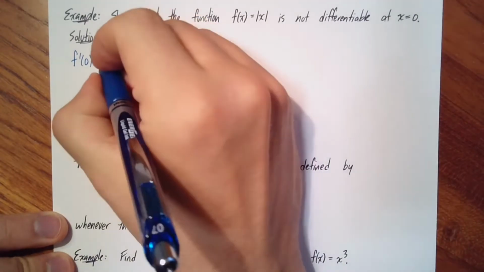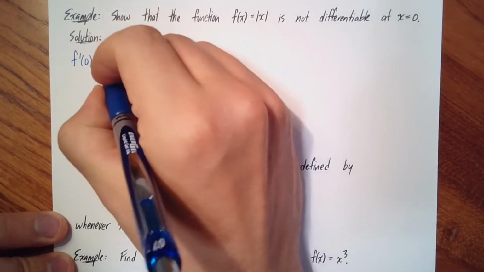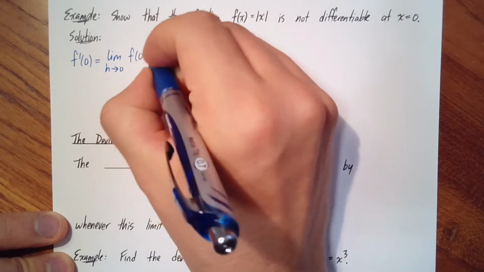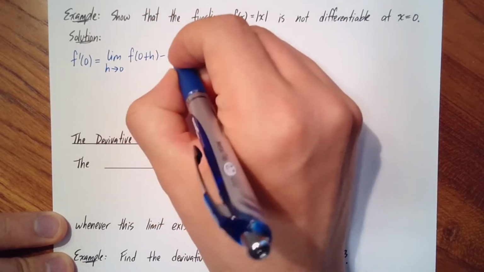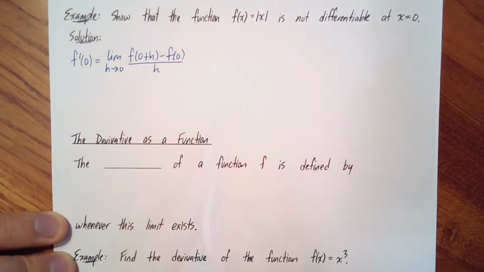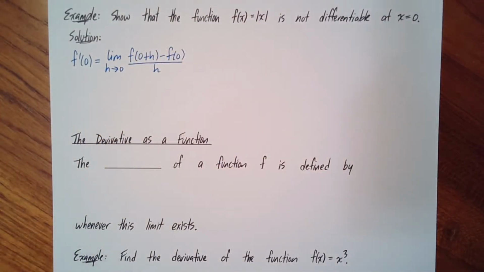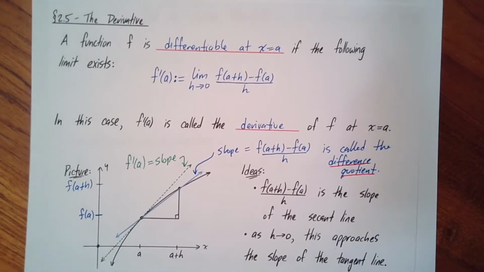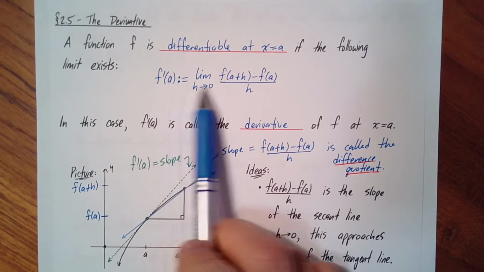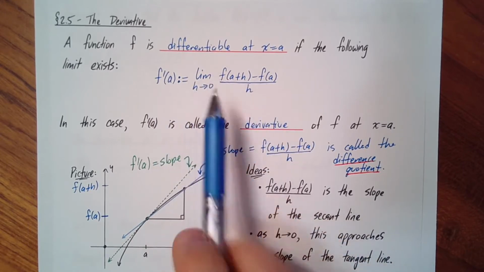Okay, so start by using the formula, limit as h goes to 0 of f of 0 plus h minus f of 0 all over h, right? We're just using this formula here in the case where a is equal to 0. So we plug a equals 0 in, and this is the limit we just wrote down.